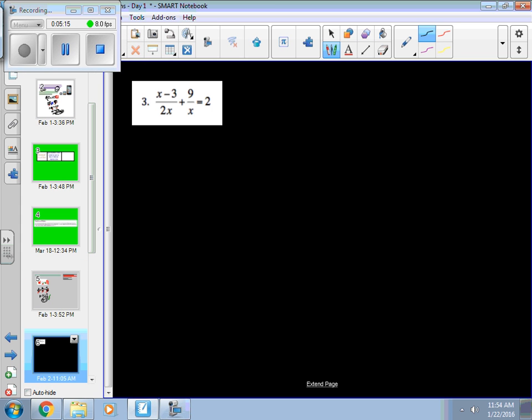Let's try another one here. So on number 3, we want to do the same thing. Get the least common denominator. Here we got, first one has a denominator 2x, the second one just 1x, and then the last one has no denominator. So it appears that 2x is our common denominator. So on this one, we don't need to do any multiplying on this first one. The second one we do. In order to make that 2x, we're going to need to multiply by 2. So we'll multiply 2 to the top and 2 to the bottom.